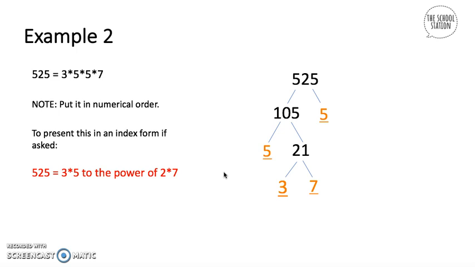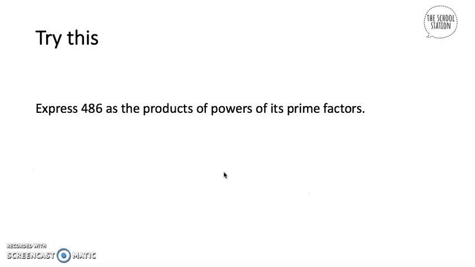So I hope you guys have understood so far, because now it is your turn. I want you to try this question. Express 486 as the product of powers of its prime factors. Remember that it's asking you for powers, which means that you have to actually put it in index form. So pause the video right now and try to express 486 as the product of powers of its prime factors.